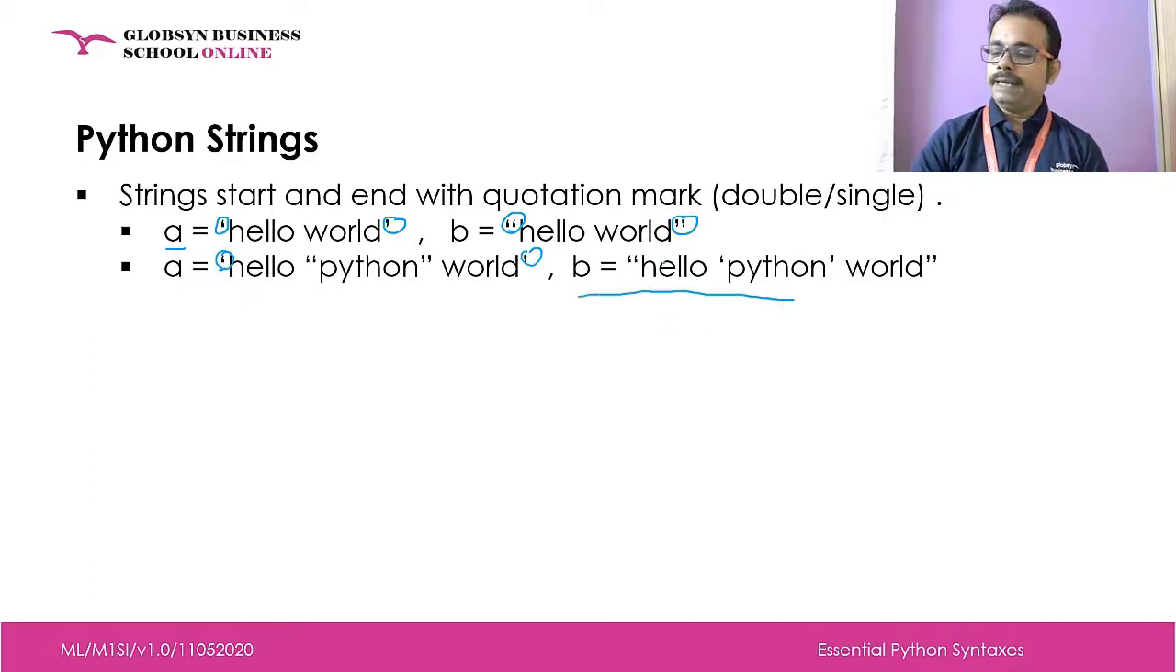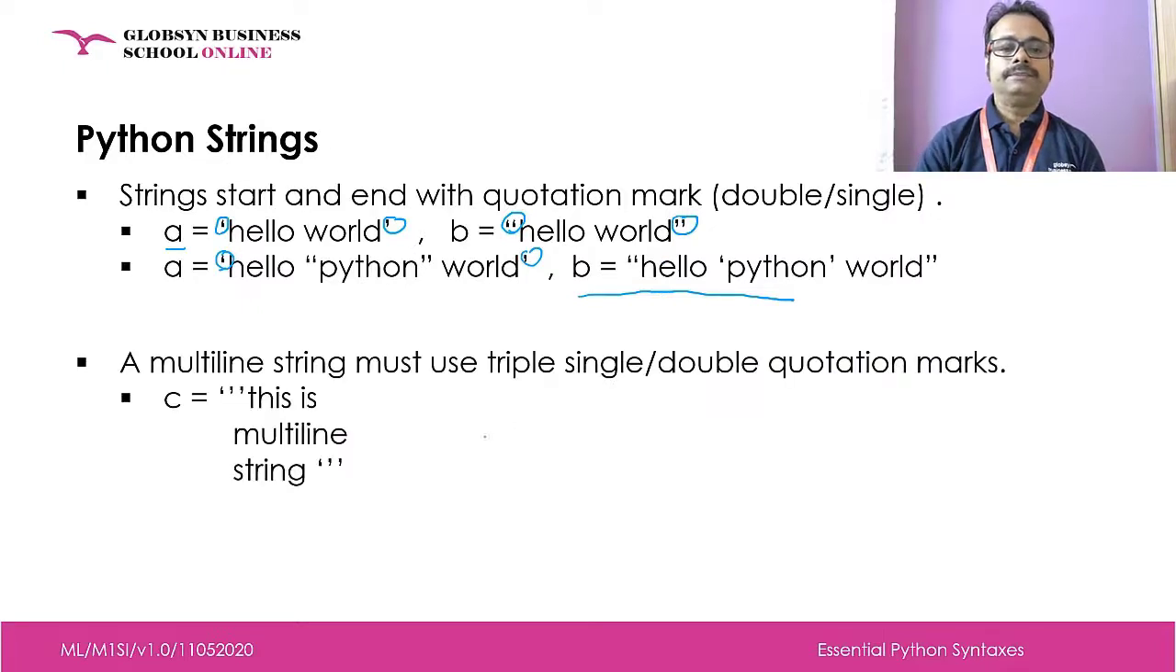We may need to store a multi-line string. In this case, this is a multi-line string. We have got a line break here as well as here. If you want to store a string which contains several line breaks, then you have to use triple quotes. It may be triple single quotes or triple double quotes. In this example, triple single quotes are used.